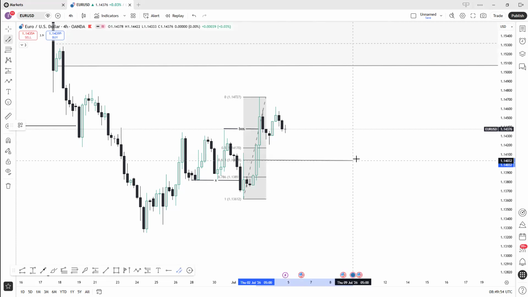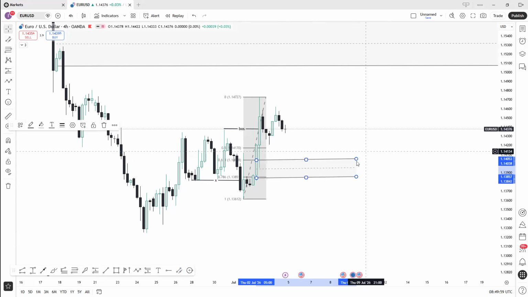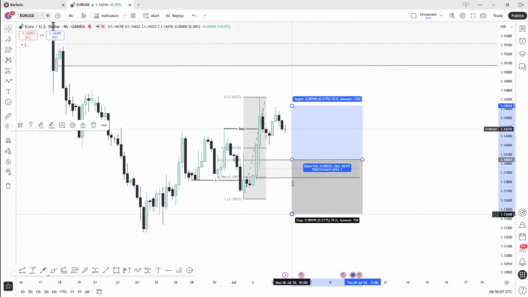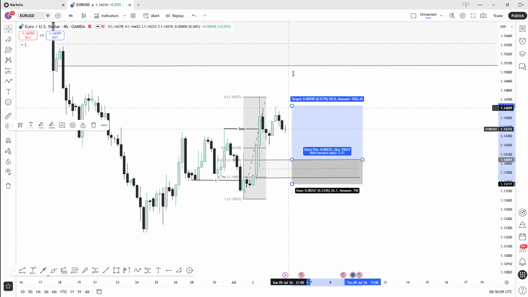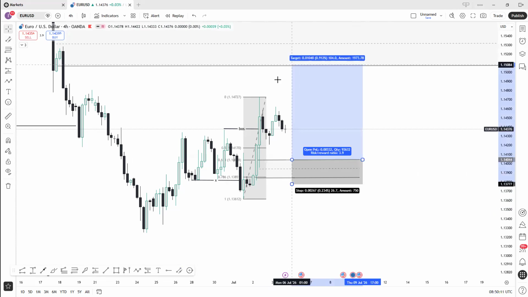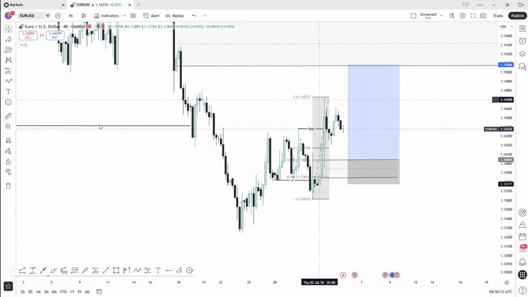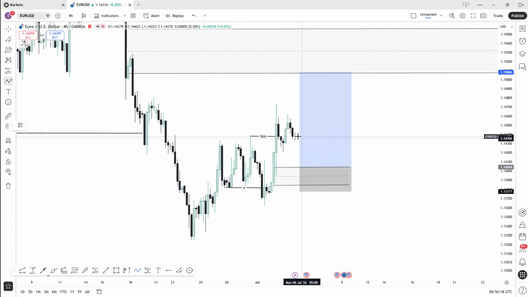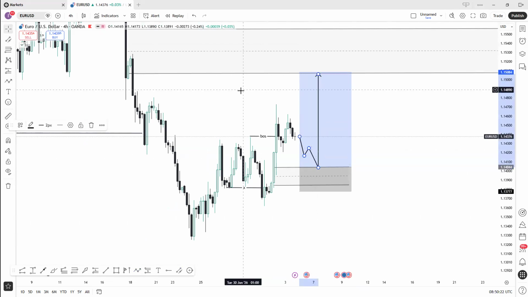So I have to wait for price to retrace back to this optimal entry zone, and then wait for some kind of market shift, and then we'll find buys from that point to this point. Okay. Once price retraces to this area, then we'll find buys. Our target should be that high.